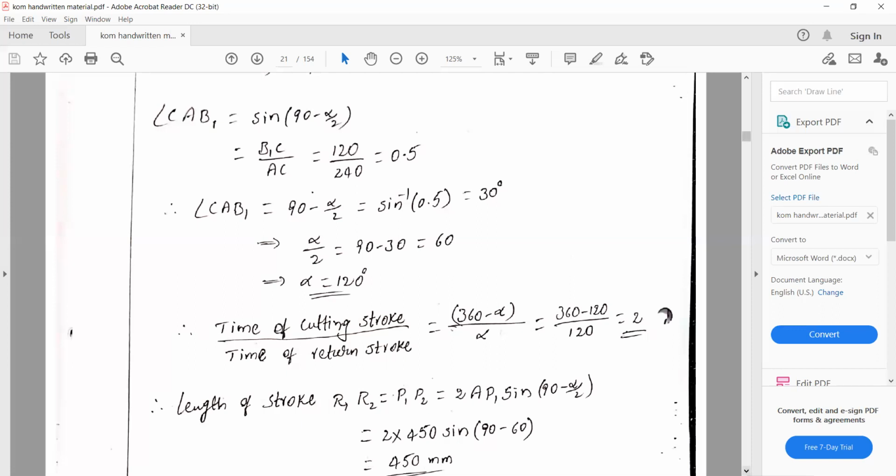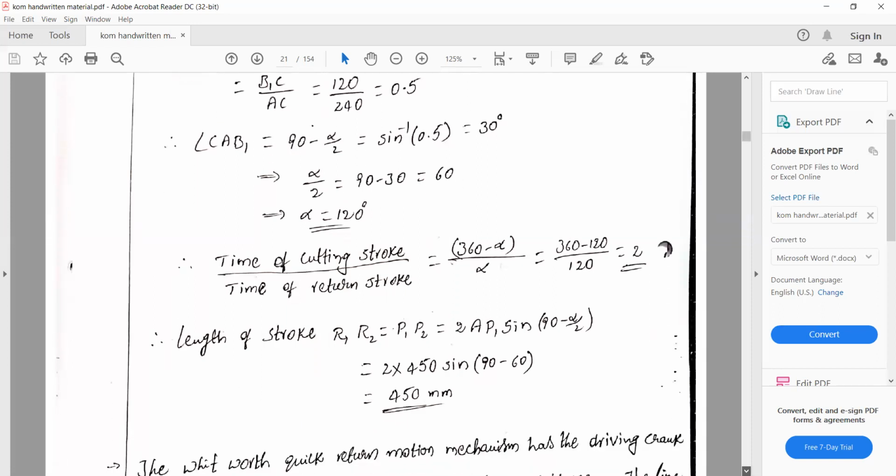Now we find the length of the stroke, or the travel of the ram. The length of the stroke is R1R2, which is equivalent to P1P2. So R1R2 equals P1P2, which is also written as 2 AP1 sin of 90 minus alpha by 2. Why? Because let us take the triangle P1AQ.